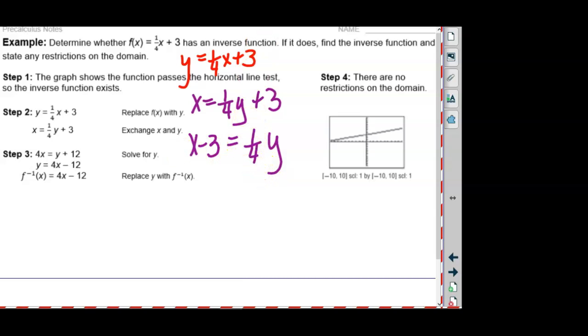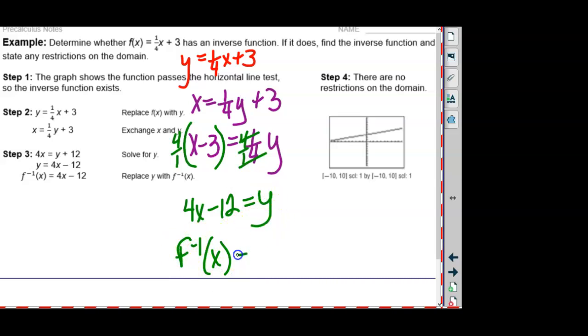So if I decide to multiply this side by a 4/1 and this side by a 4/1, this would just be left with a y, and over here, you could distribute or leave it, I really don't care. They did 4x minus 12. And then because it was 1 to 1, they went ahead and said, therefore, we should write it like this.